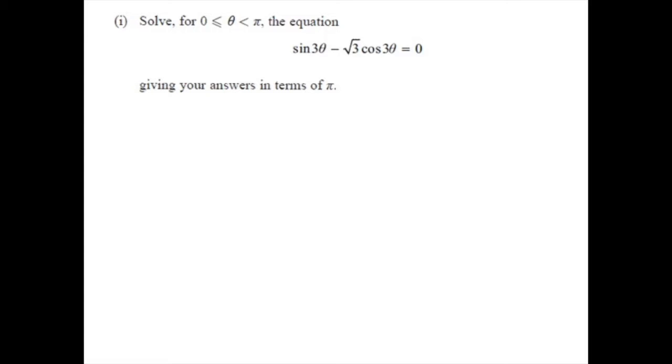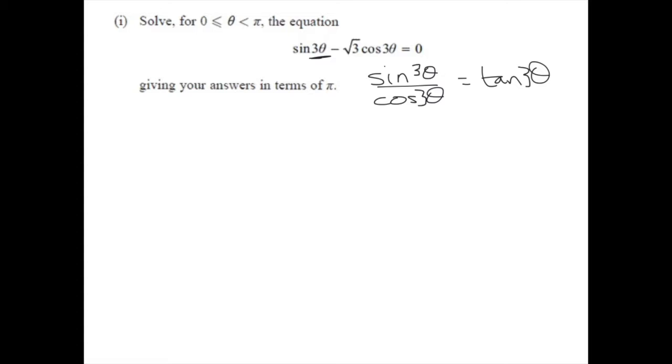Now you can see that there's a sine and a cos there, and that should hopefully make you realize that we're going to be using one of the identities that we've learnt in C2, which is that sine theta over cos theta is equal to tan theta. Even though that's 3 theta, it doesn't really make much of a difference. Whatever you put for theta, sine 3 theta over cos 3 theta is going to be equal to tan 3 theta.